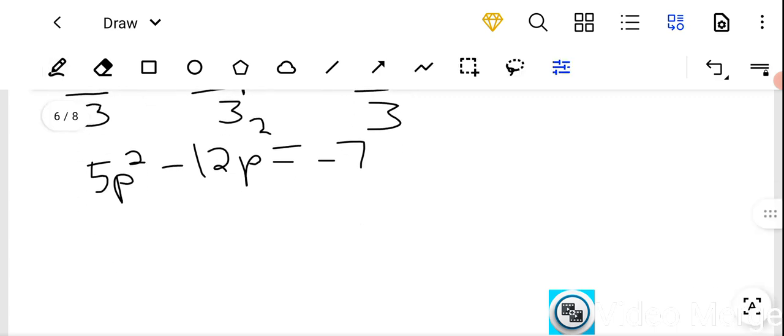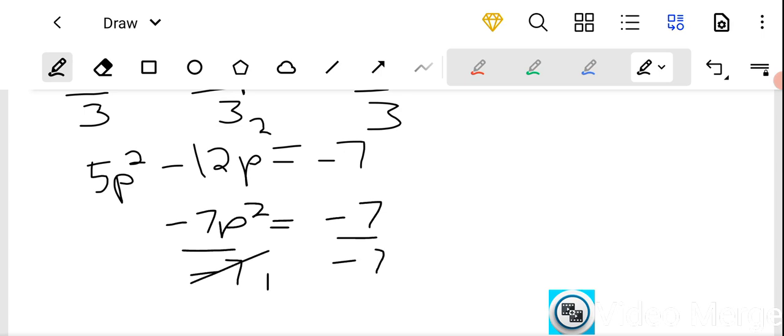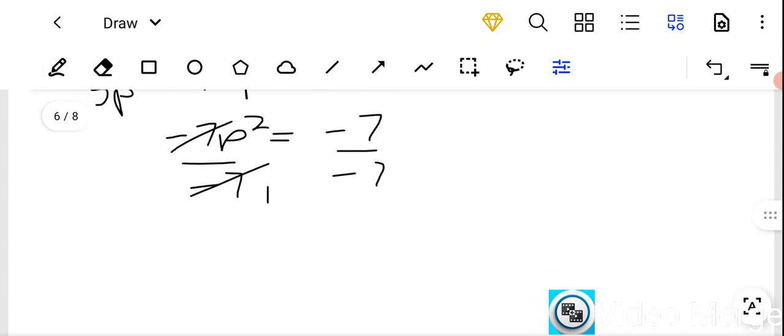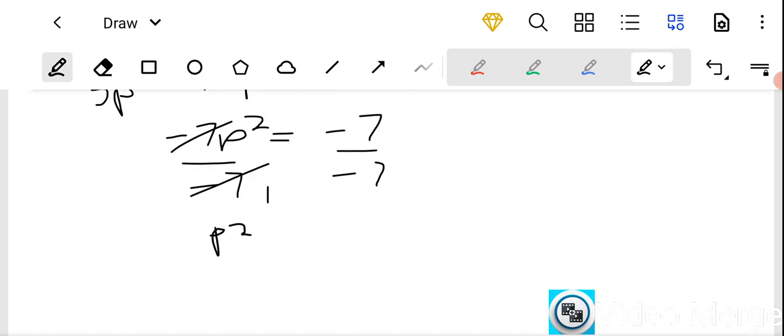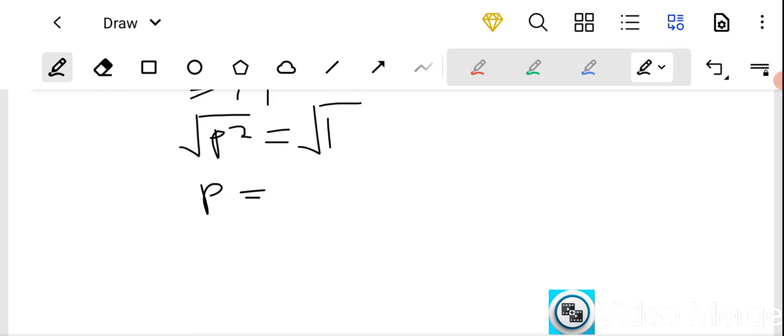And then here, if you do your mathematics properly, you're just going to remain with negative 7p squared is equal to negative 7. Divide by negative 7, divide by negative 7. p squared is equal to positive 1. Apply the square root. p is equal to plus or minus the square root of 1, which is just 1.